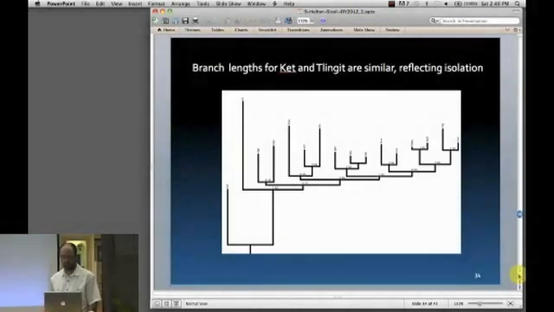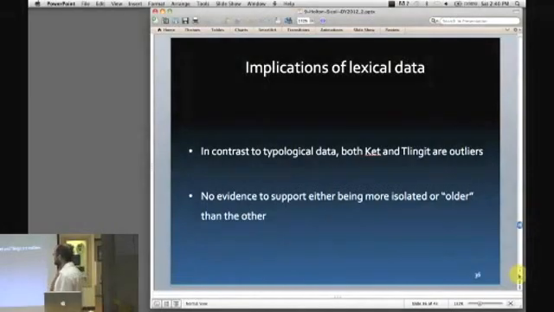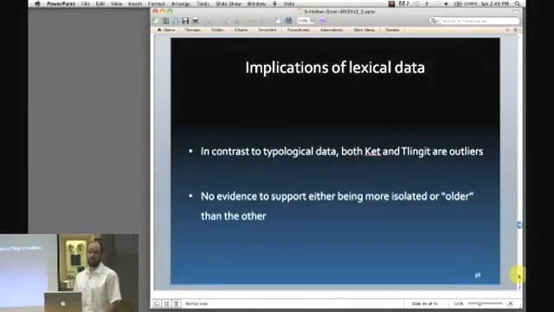So just to summarize some of the implications of this. In contrast to the typological data, rather than just Tlingit being the outlier, both Tlingit and Ket are outliers. Not necessarily together, but they're just both outliers. So there's no evidence to support either being more isolated or older than the other.